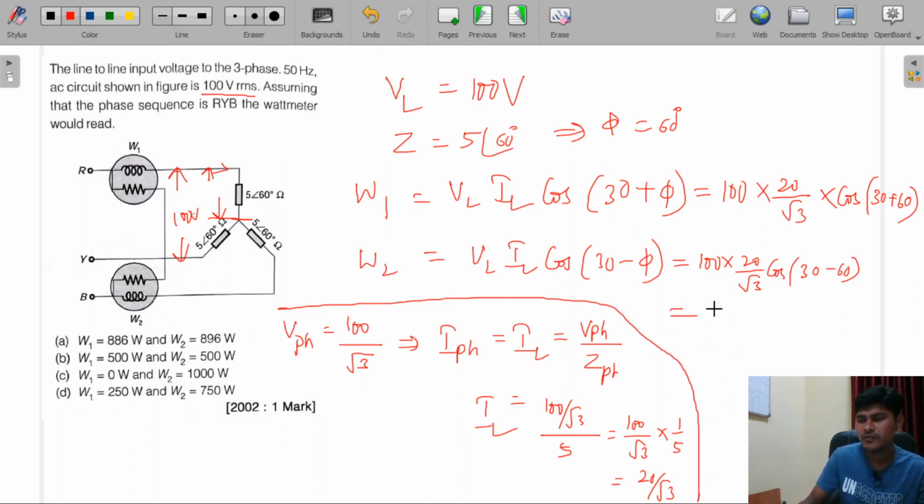Then which is equal to 100 into 20 by root 3 cos of 30 minus 60, which will be cos of minus 30, nothing but cos 30. Cos 30 will be root 3 by 2. Then you're going to get 1000 watts. Coming to this, anyhow this will be 0 because cos 90 will be 0. So 0 and 1000, option C is the right answer.